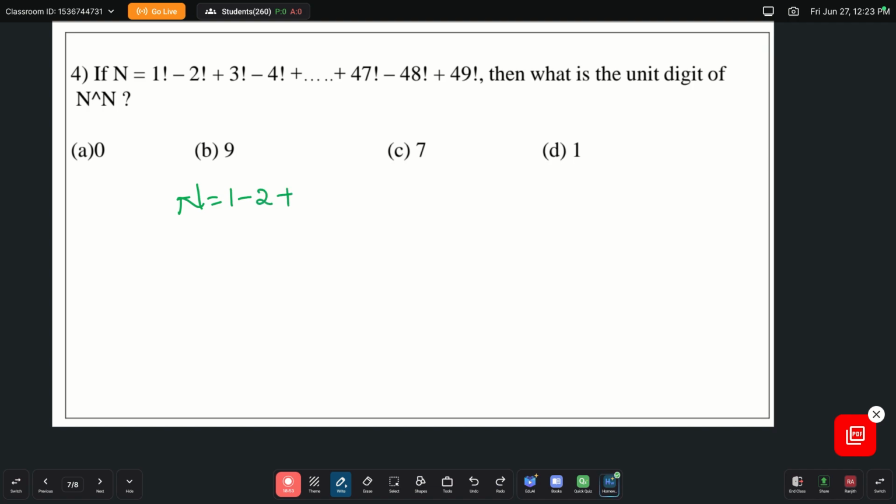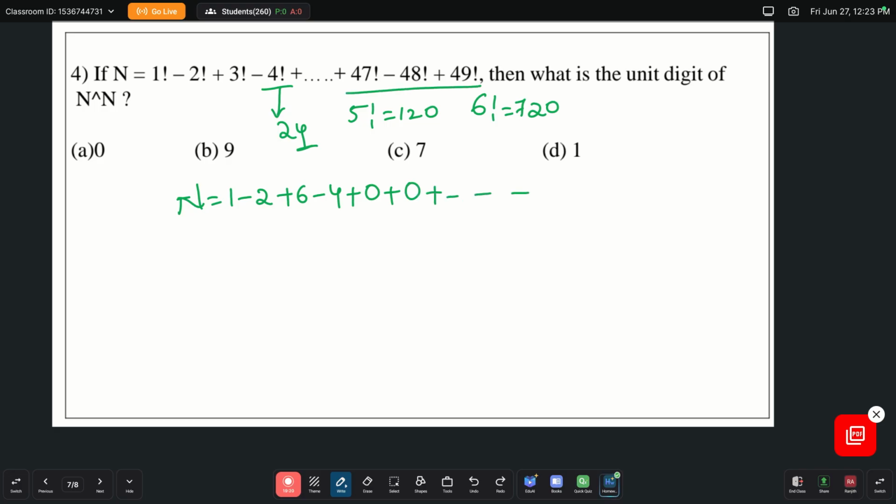Next. If n equal to 1 factorial minus 2 factorial plus 3 factorial minus 4 factorial and so on, up to 49 factorial, what is the value of n power n? So what is the value of 1 factorial? 1 factorial equal to 1, 2 factorial is 2, 3 factorial will be equal to 6, 4 factorial will be equal to 24. But we need to find the unit digit. Out of 24, the unit digit is 4.